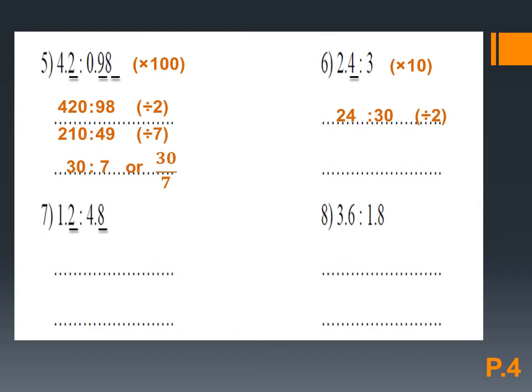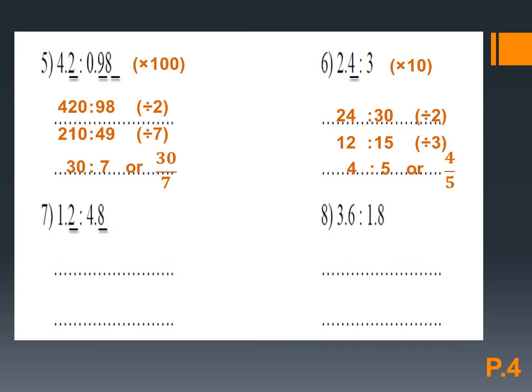24 to 30, both of them are even. Divided by 2: 24 divided by 2 equals 12, 30 divided by 2 equals 15. 12 to 15, even to odd, divided by 3 here. The simplest form is 4 to 5, because 4 and 5 are two consecutive numbers, or 4 over 5.